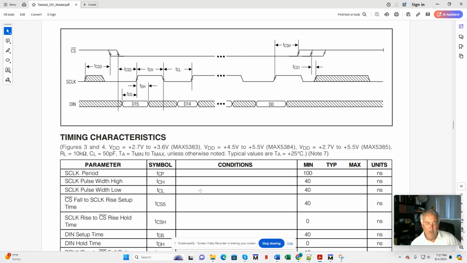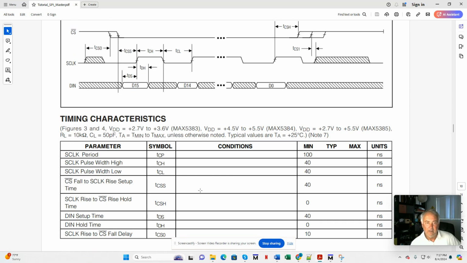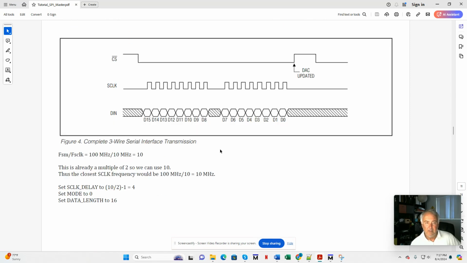All right, so let's go figure out how to set up our parameters. So 100 megahertz divided by 10 is 10. That's already a multiple of 2, so I don't need to round it up to the next multiple of 2. And therefore, our closest S clock frequency would be spot on 10 megahertz. So I'm going to set the S clock delay to 4.